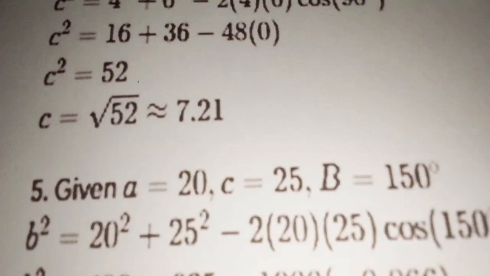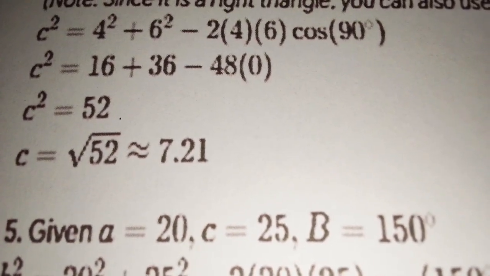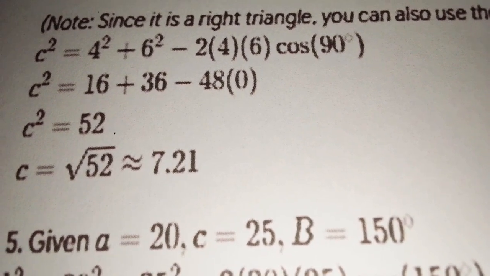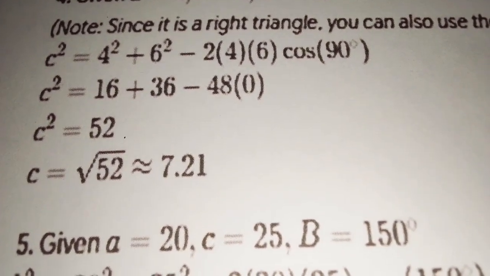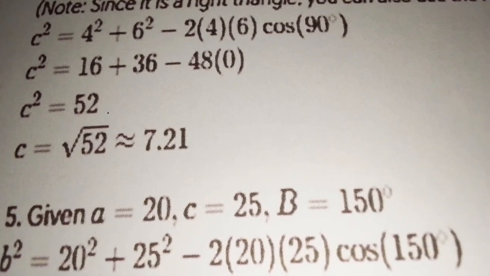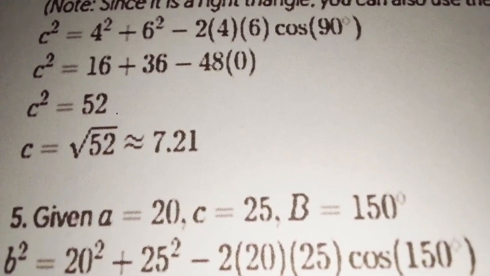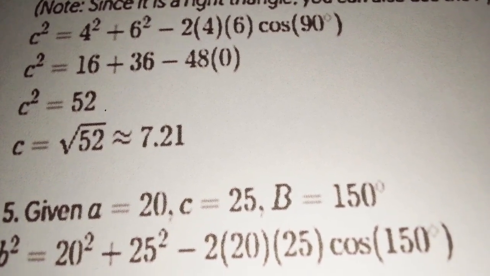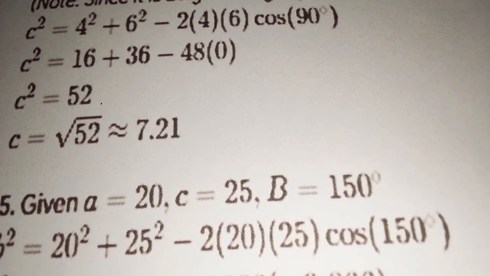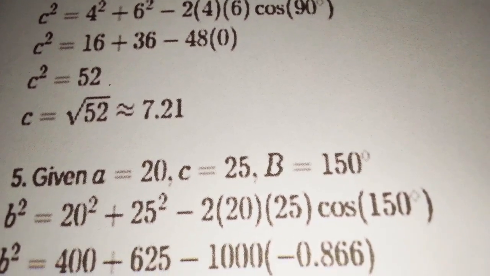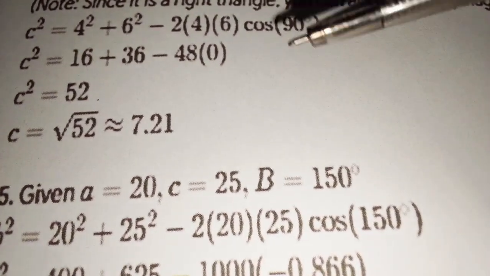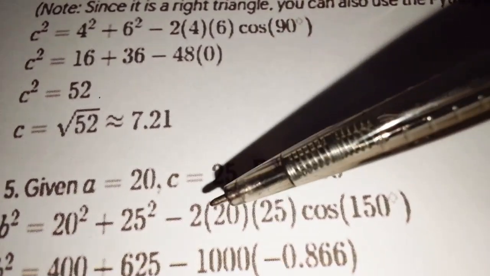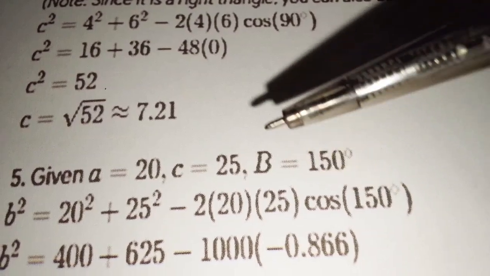Alright, then the last example, number 5, given a is equal to 20, c is equal to 25, and b is equal to 150 degrees. Okay, so it is less than 180. So now we use this, we want to have the value of side b. So b squared is equal to, the formula is a squared plus c squared minus 2ac cosine 150 degrees. Then after you plug in, you substitute, it will give us 20 squared plus 25 squared minus 2 times 20 times 25 cosine 150.